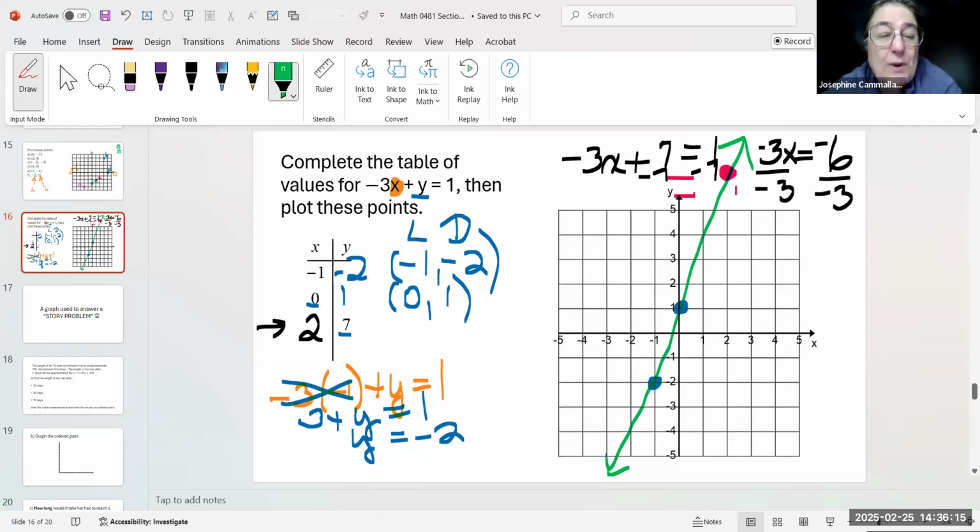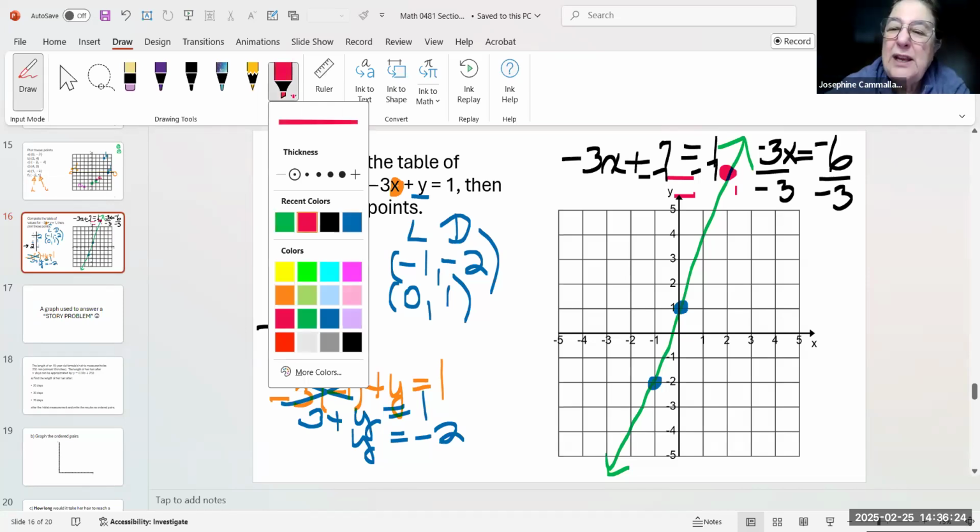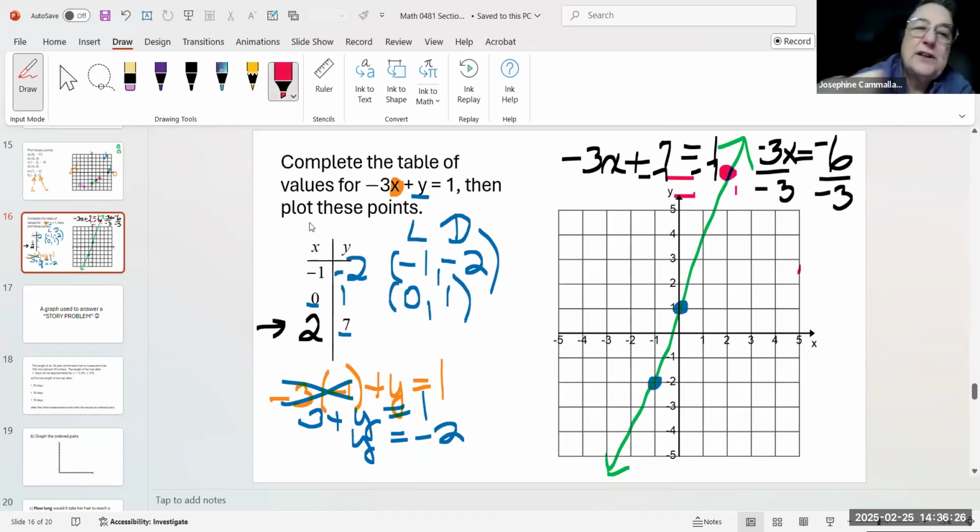If one of those points did not lie on the line, let's just say my red point was way over here. I'm going to move it just for a second. If I had a fourth point way out here, I know that this point is wrong because it doesn't sit on my green line. And that's the catch. It's got to sit on my green line.